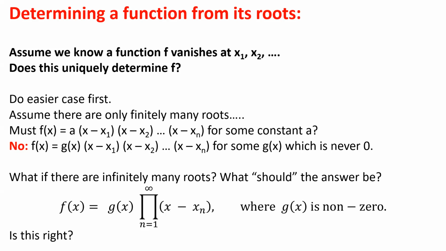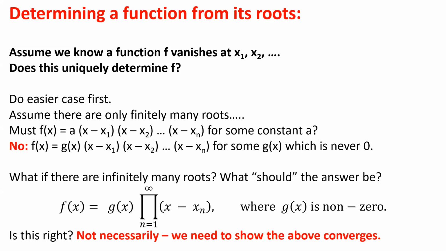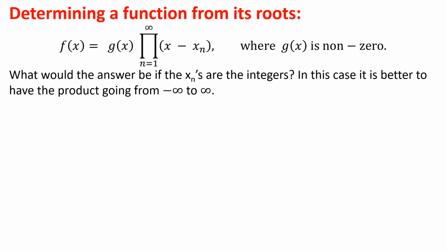So is this right, or are there any issues in writing this down? Do we know that that product will converge? We don't. And so one of the themes to get out of this class is that whenever you see an infinity, you have to be careful and you have to justify convergence. And so here is one of the classic examples. Let's assume the xn's are just all the integers with multiplicity of 1. So in this case, it might be better to have the product going from minus infinity to infinity.